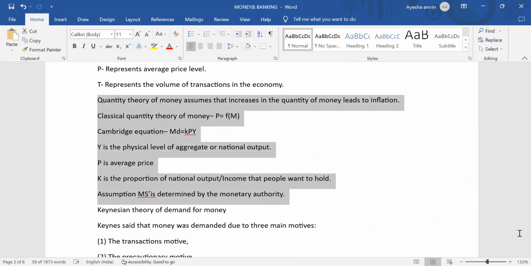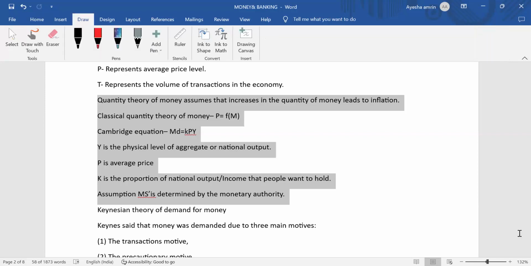And the classical Keynesian theory says that P is equal to f of M. f is nothing but a function. f denotes the function. And the Cambridge equation is MD is equal to KPY. P is the average price, K is the proportion of national output. All these equations you should make a note of, because questions will be asked from this. Okay, make a note of these equations.